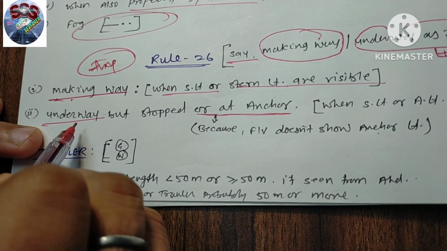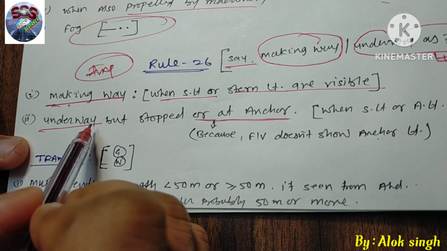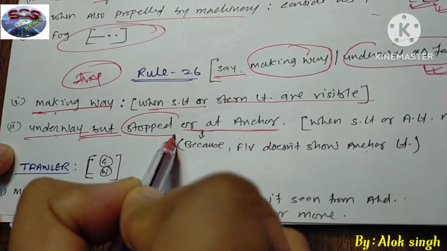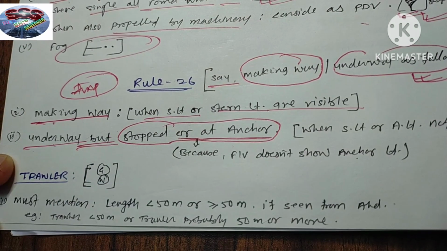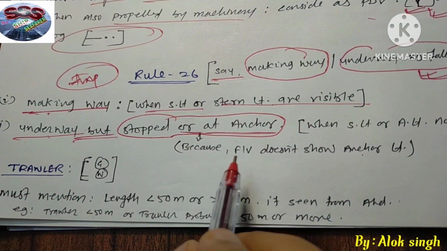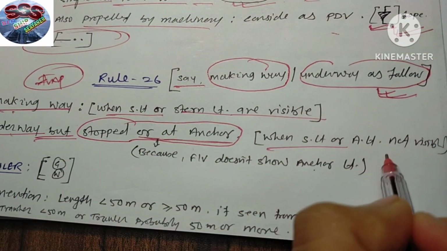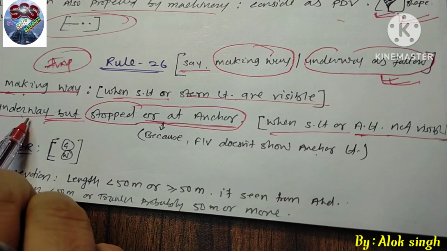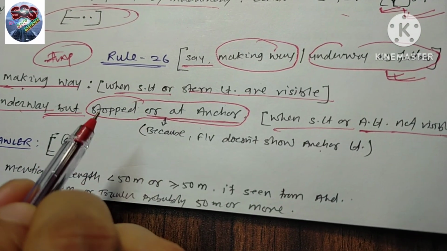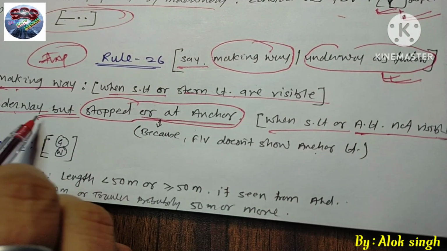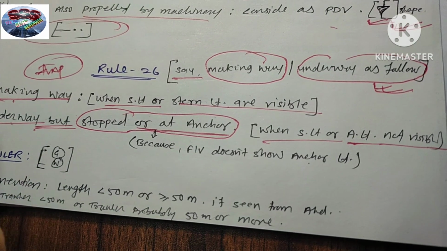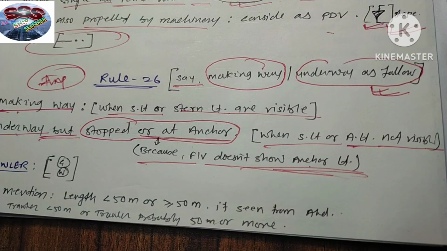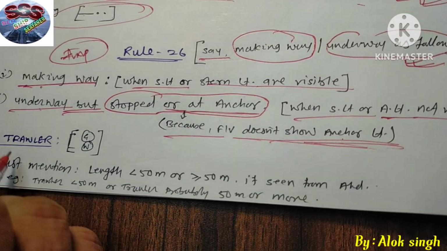I'm highlighting this Rule number 23 because this rule is a little confusing, because this vessel does not show an anchor light. So whenever you say underway, you must also say stopped, and not only stopped but also or at anchor, because there is no additional light for anchor. So when the side light or aft light is not visible, you must say vessel underway but stopped or at anchor, because a fishing boat does not show an anchor light. Make it clear.